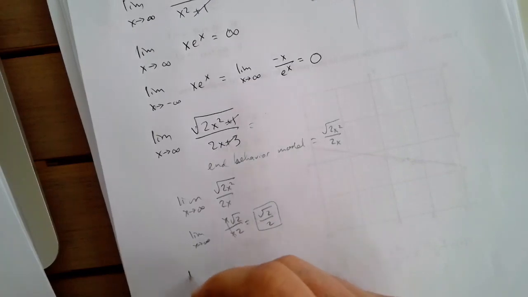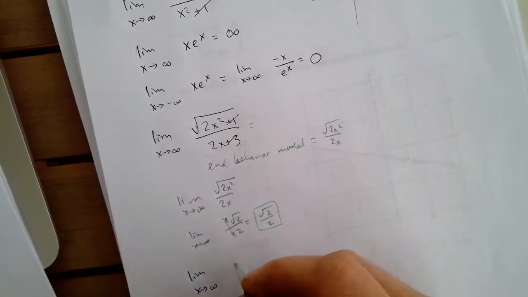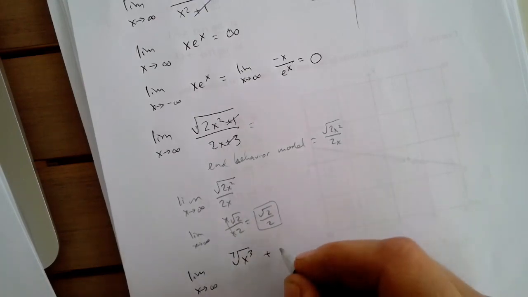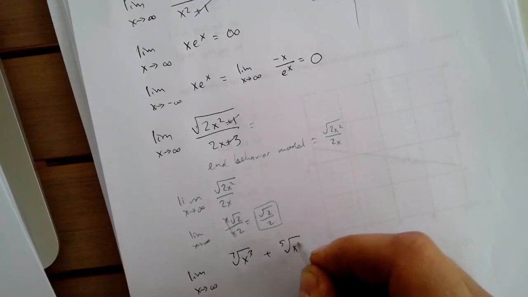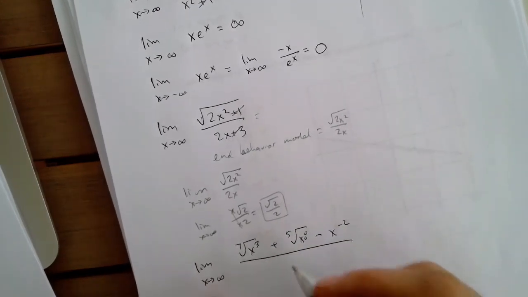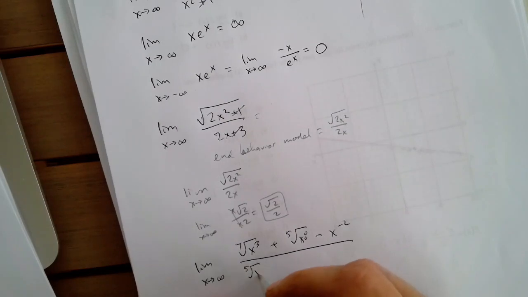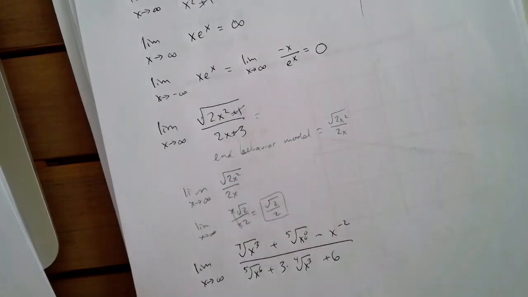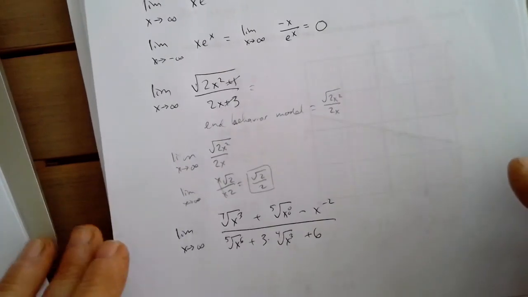So we're going to deal with the 7th root of x cubed plus the 5th root of x to the 8th minus x to the negative 2, all of that over the 5th root of x to the 6th plus 3 times the 4th root of x cubed plus 6. Okay? So let's think about what really matters. Again, it's a rational function. When you see a rational function, all that matters is where's the largest power.